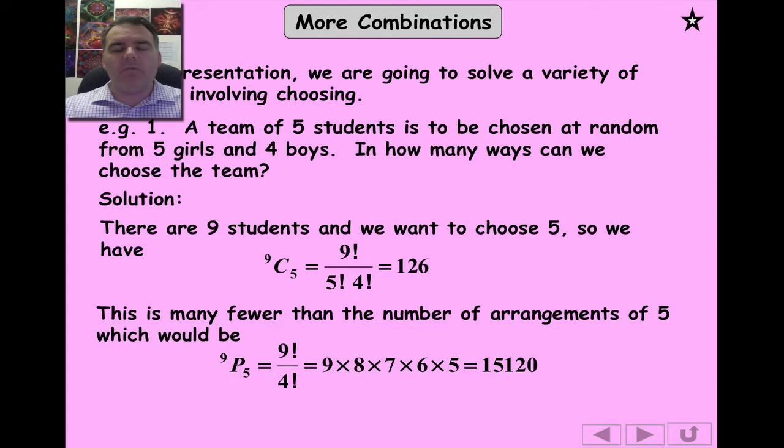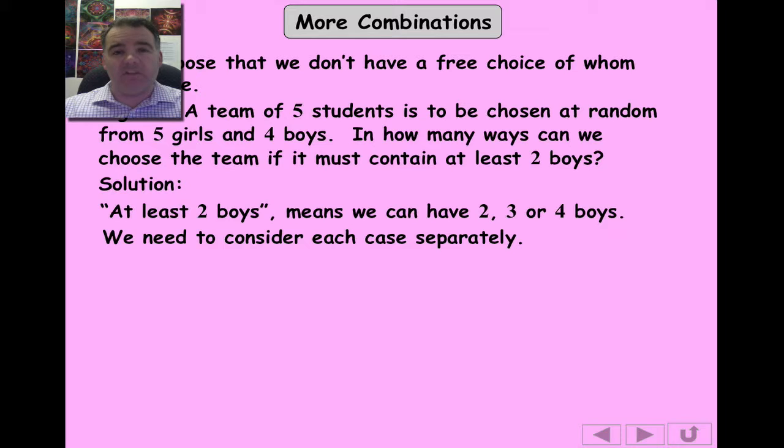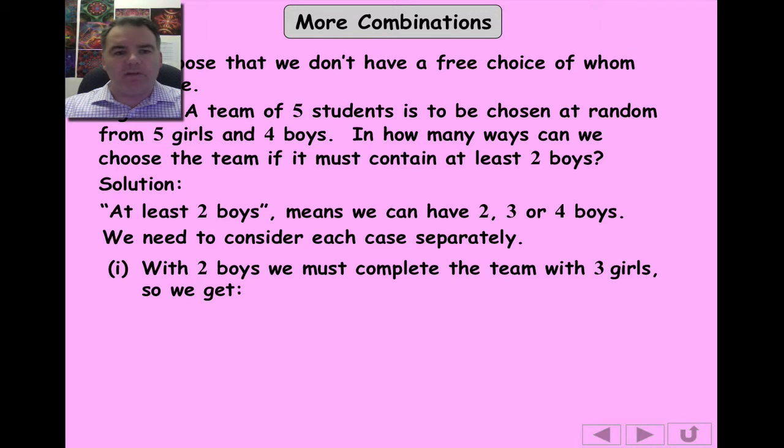Okay, so let's look at some problems around these kinds of things that are a little bit trickier. So now I want to choose the team and it's got to contain at least 2 boys. In this case, at least 2 boys means 2 or 3 or 4 boys. So we consider each of these cases separately and then we add them all together. Okay, so with 2 boys, this is how many ways we can do it. Out of the 4 boys, we're going to choose 2. But we also need to complete the team, so we also need to take into consideration that we're choosing 3 out of the 5 girls to complete this team of 5. So that is 60 if we get our calculator out.